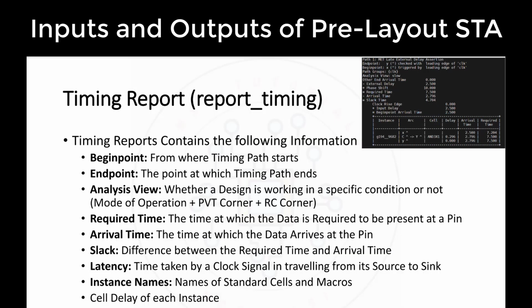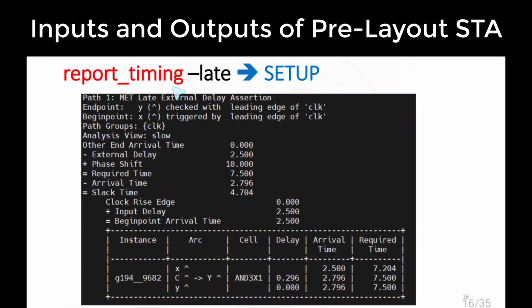Now let us see this report in detail. You can see here report_timing -late will give the setup timing report. I have taken only one path. Here the path is met, either you will get met or else violated. Only two messages you will get. First one is met, if not, violated. So here, met, late external delay assertions.